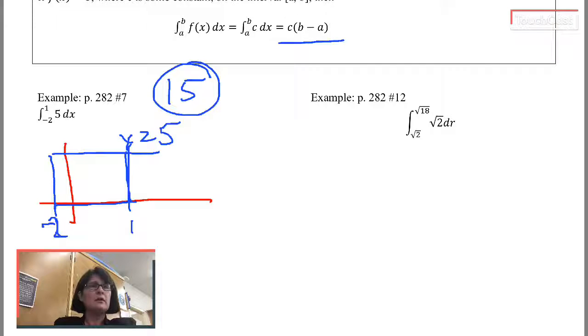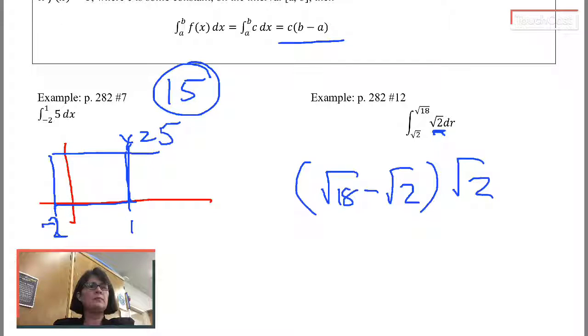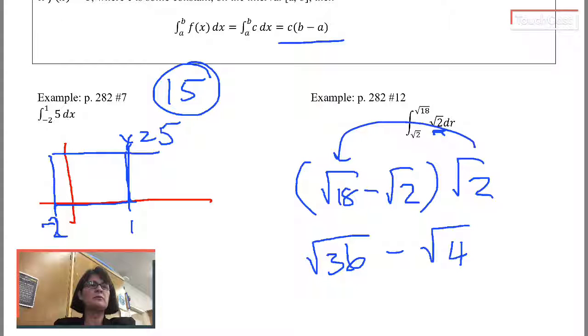Here, we can use this little formula in case you want to think about it like that. You don't have to. The width of my rectangle is going to be square root of 18 minus square root of 2. I'm going to multiply that whole expression by the height of my rectangle, which is radical 2. So that's going to be square root of 36 minus square root of 4. I've distributed the square root of 2, which makes 6 minus 2. Final answer, 4.